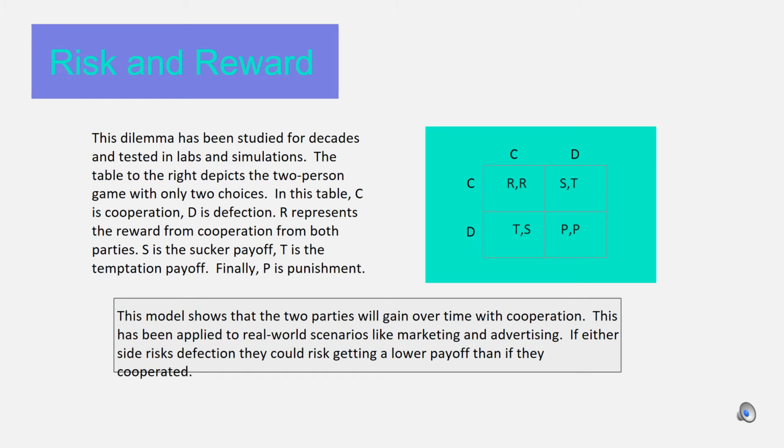Let's take a look at risks and rewards. This dilemma has been studied for decades and tested in labs and simulations. The table to the right depicts the two-person game with only 2 choices. In this table, C is cooperation, D is defection. R represents a reward for cooperation from both parties. S is the sucker payoff, T is the temptation payoff, and finally, P is punishment. This model shows that the two parties will gain over time with cooperation. This has been applied to real-world scenarios like marketing and advertising. If either side risks defection, they could risk getting a lower payoff than if they cooperated.